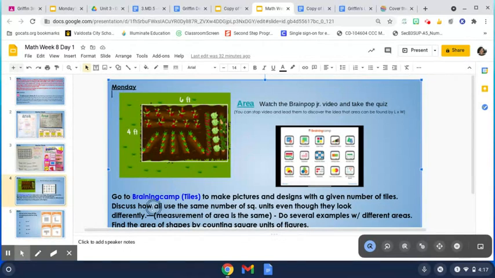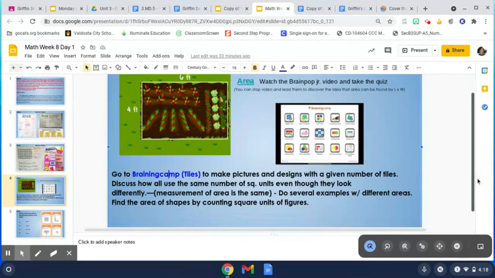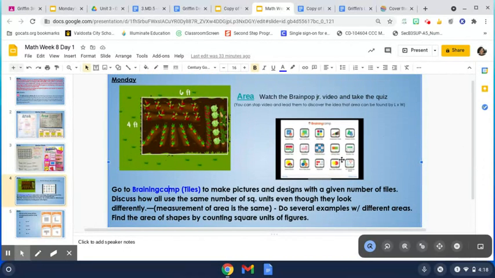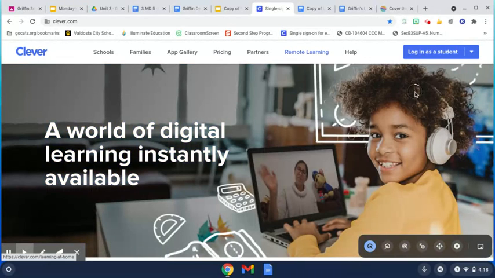Then what you're going to do, you're going to go to Braining Camp and you're going to use the tiles to make pictures and designs with a given number of tiles. You can use the same number of square units, even though you may end up with different pictures. Something can have the same square units and have the same area, but have a different picture. So let me see if I can show you this with Braining Camp. Let me come over here to Clever and show you how you can have different areas with different designs.